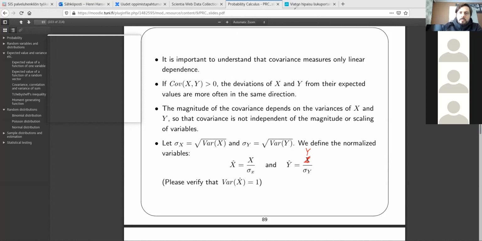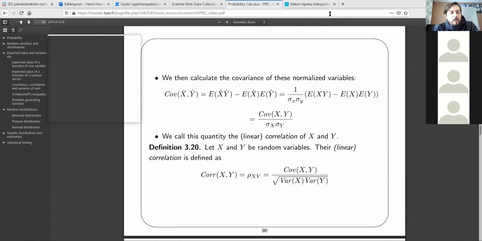Now, if we use this to define this thing, we calculate the covariance of these normalized variables. We end up with the correlation of x and y, and it's defined as the covariance of x and y divided by the product of their standard deviations, or alternatively the square root of the product of their variances. This is called the linear correlation.